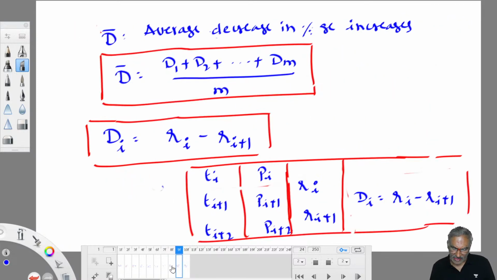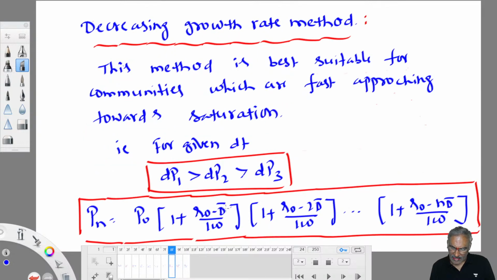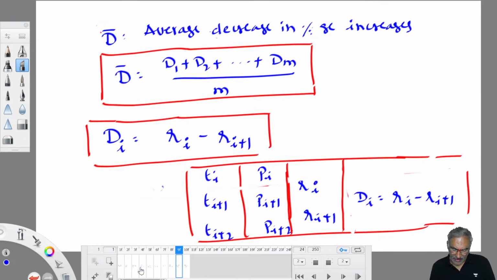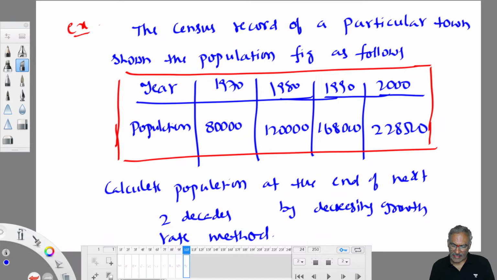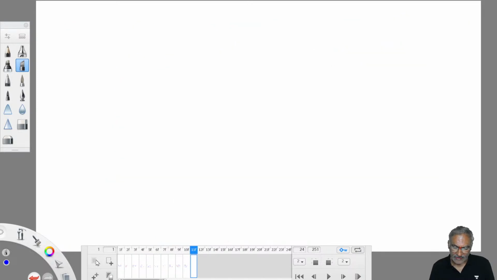I forgot to mention here, what is R naught? R naught is nothing but, among all R values, the latest R value is taken as R naught. R naught is the latest known percentage increase in population. Understood? Come on, let us see how to work out R naught and D bar, using this particular population data.